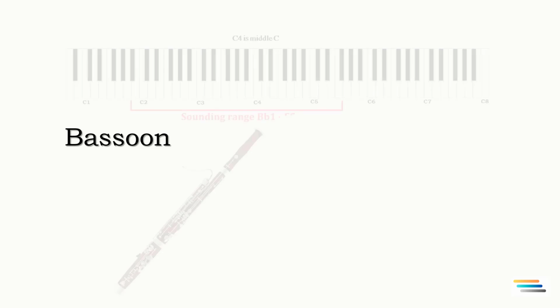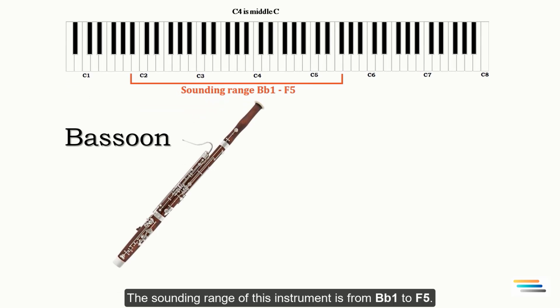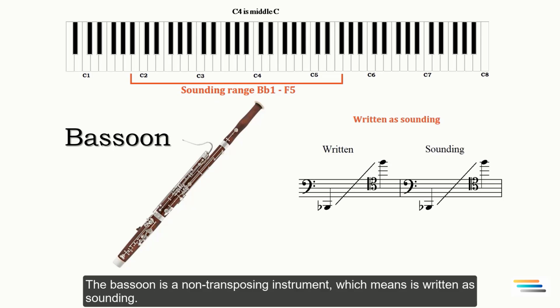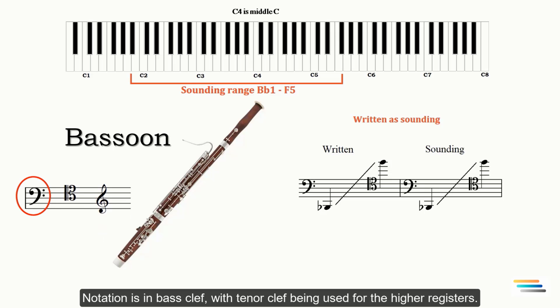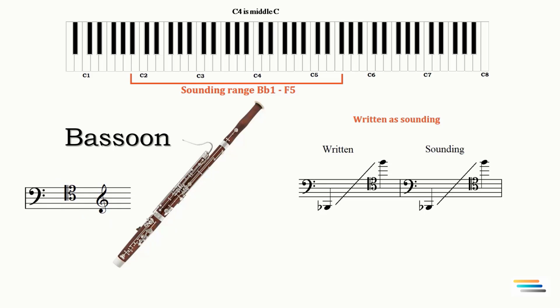Bassoon. The sounding range of this instrument is from B flat 1 to F5. The bassoon is a non-transposing instrument, which means it is written as sounding. Notation is in bass clef, with tenor clef being used for the higher registers. Notation in treble clef is rare.